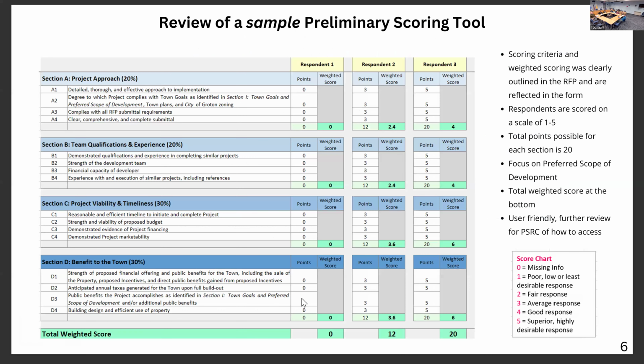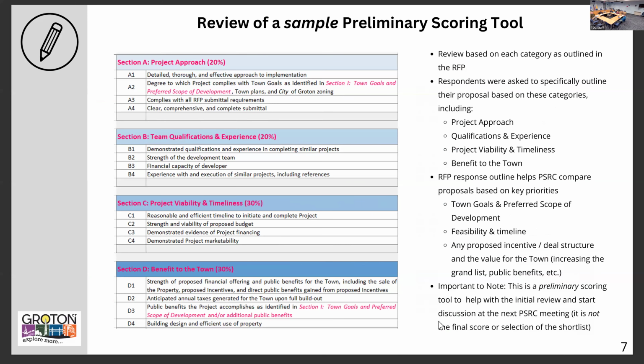Next slide, please. We can dive into this a little bit more, but this is a sample of the preliminary scoring tool. It's very user-friendly, and it's laid out with scoring criteria and a weighted score. What we're scoring is outlined in the RFP, and it's reflected on the form, so it's a very clear connection between the two. Respondents are scored on a scale of 1 to 5, with total points possible for each section being 20, including the weighted score. We'll dive into that a little bit once we're in our executive session, so I can show you how it works with some examples. Next slide, please.